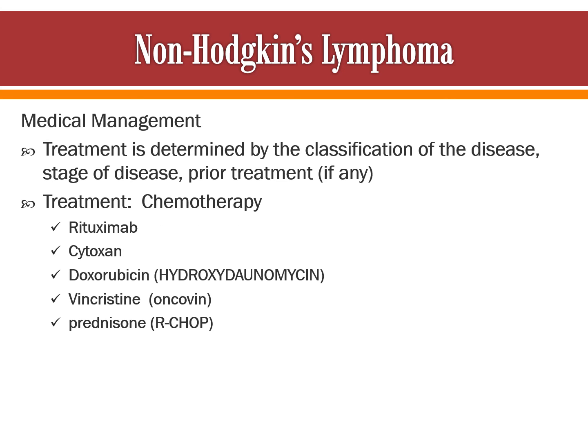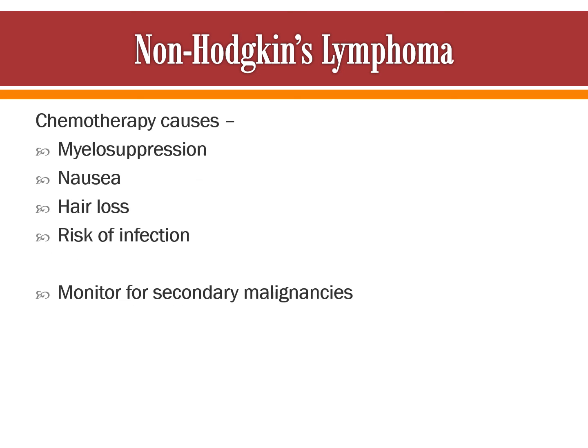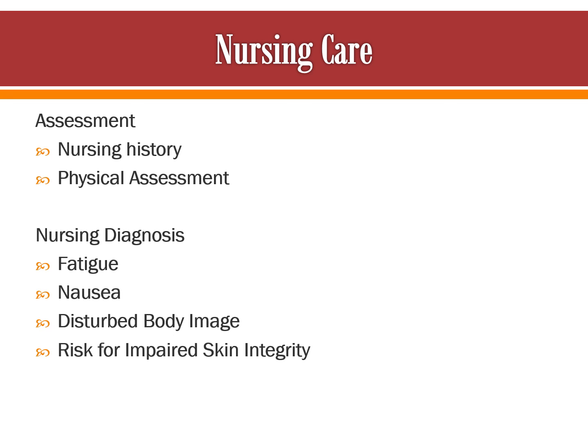So treatment is determined by the classification of the disease, and that makes sense. So just examples here of some of the chemotherapy medications that they can be given. We already know about chemotherapy at this point. We've talked about it and how that may manifest. And so the nursing care, nursing assessment, like I said before, is the same. This is just a different type of cancer. That's it.